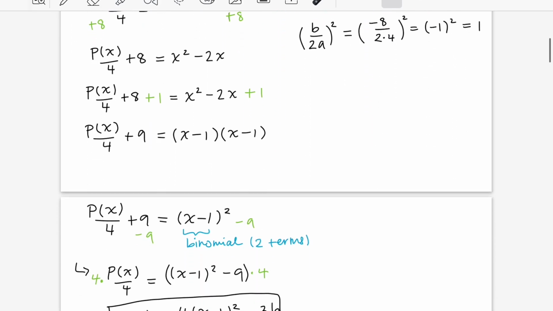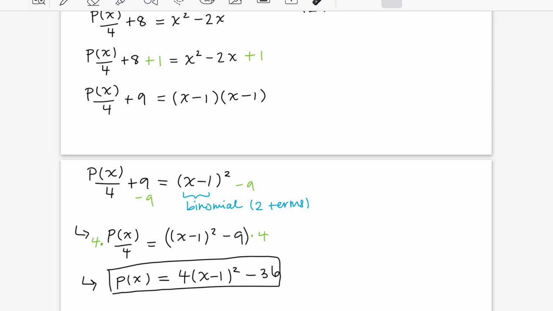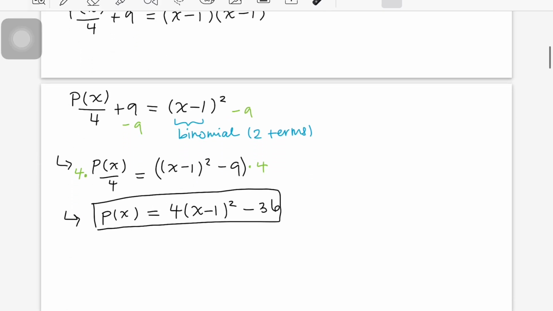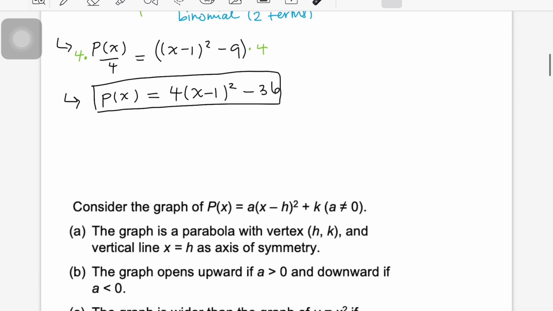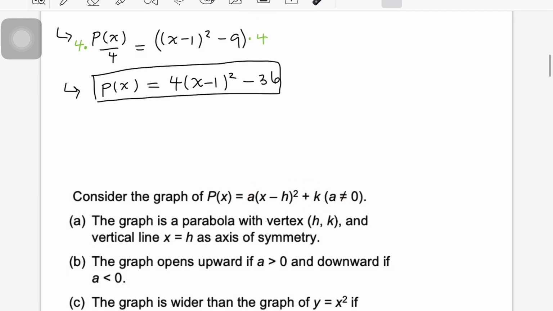A benefit of this form is that it gives us direct insight into the graph of the function. Let's consider the graph of p of x in this form. As we know from previous sections of our textbook, this graph is going to be a parabola that's shifted horizontally h units and shifted vertically k units, as well as stretched or shrunk by this factor of a here. And in this form, we will have all of that information.